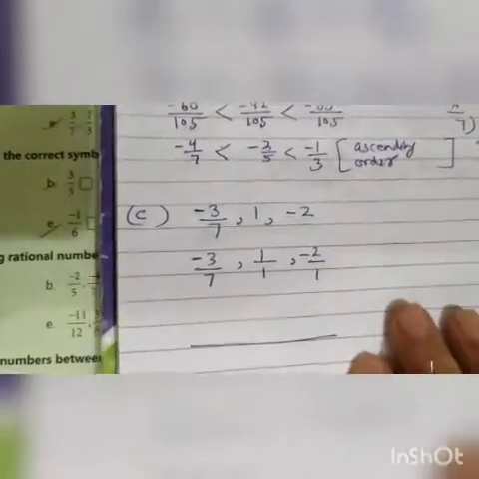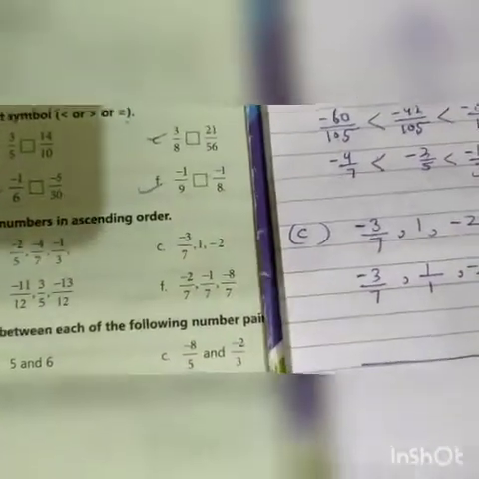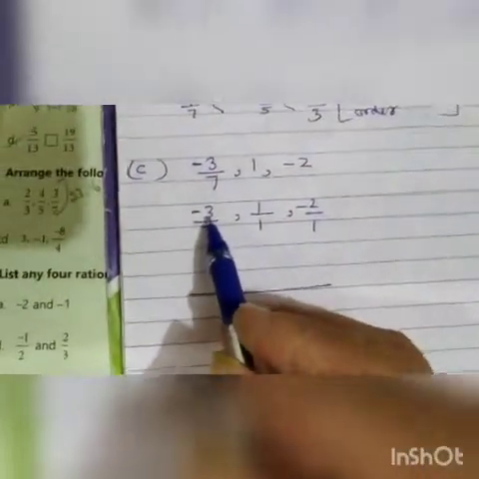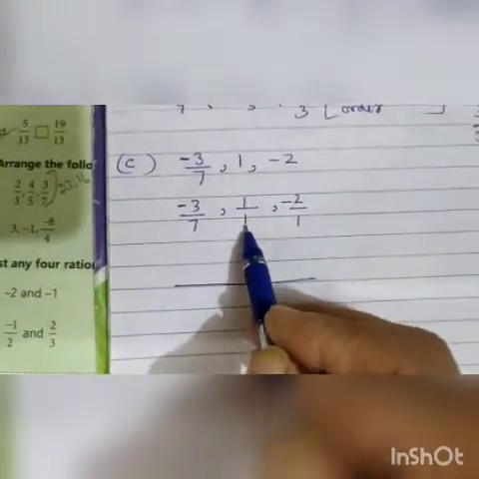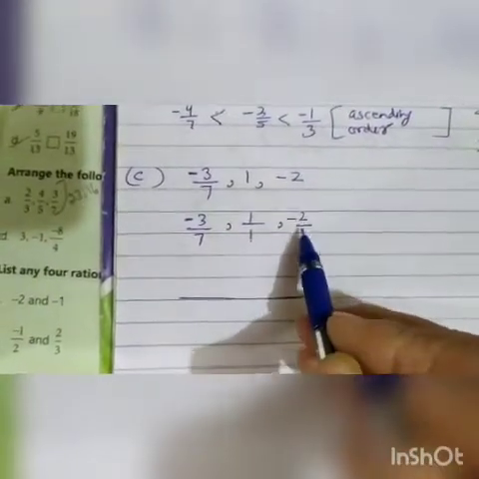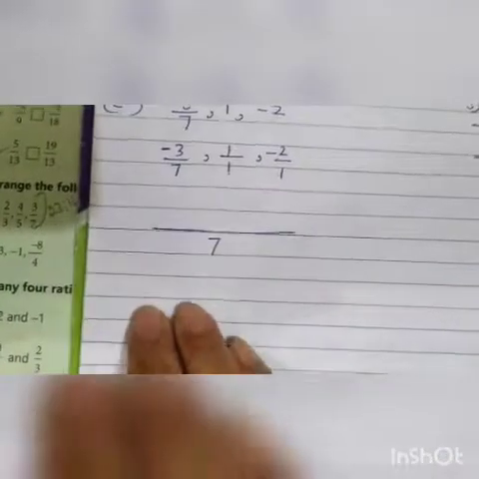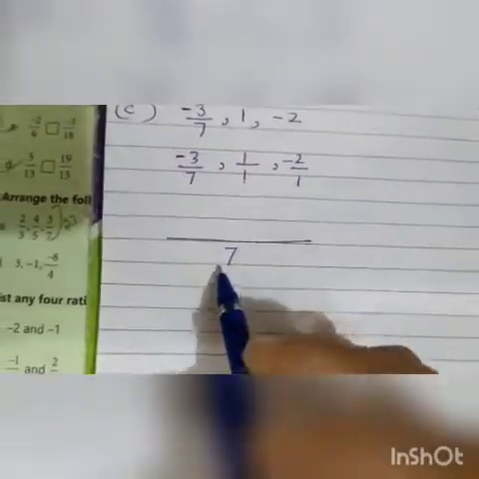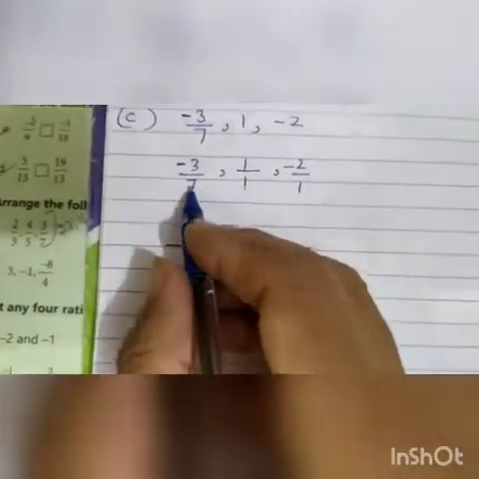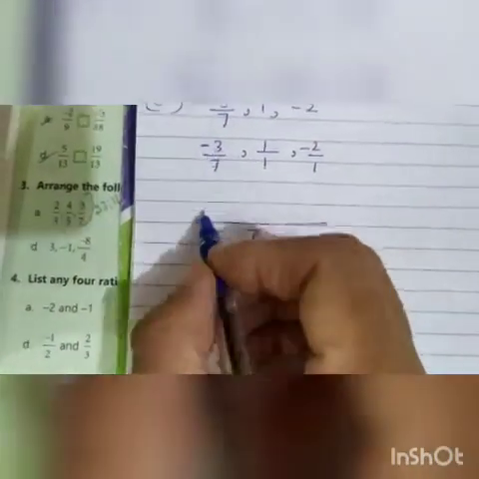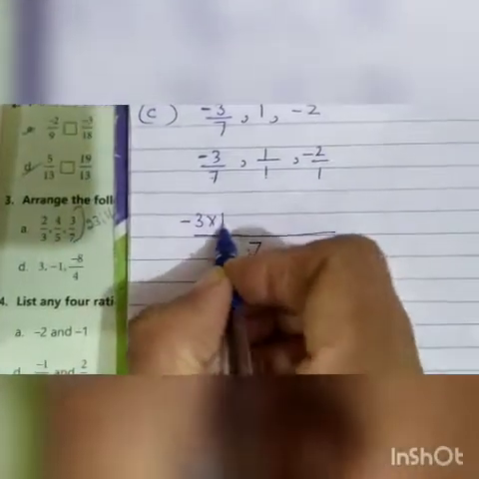Now come to the next part. In the C part it is given minus 3 upon 7, 1 and minus 2. See, this is minus 3 upon 7, 1 will be written as 1 upon 1, minus 2 will be written as minus 2 upon 1. So here the LCM will be 7. No need to find the LCM by doing rough work. LCM is 7. Now divide this 7 by this 7. When we divide 7 by 7, we will get 1. Now 1 multiplied by minus 3. It is minus 3 multiplied by 1.